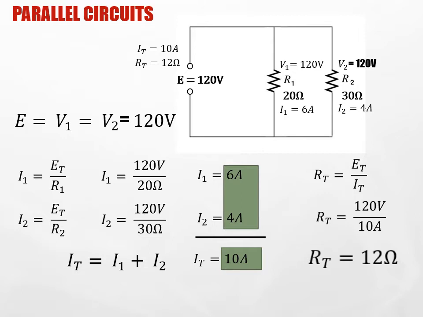You will notice that the total circuit resistance appears to be less than either R1 or R2. The total circuit resistance appears to be less than any individual branch.